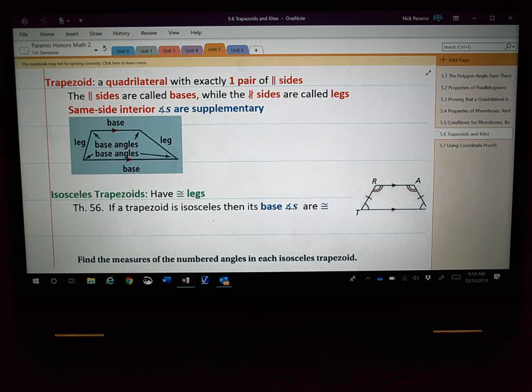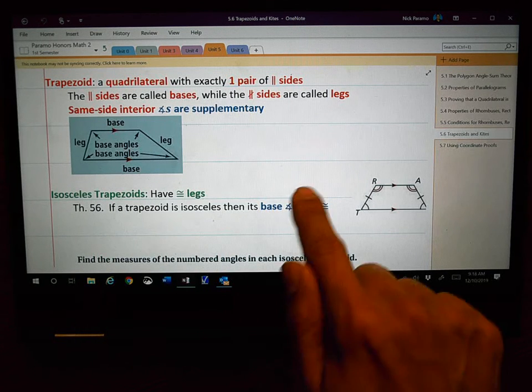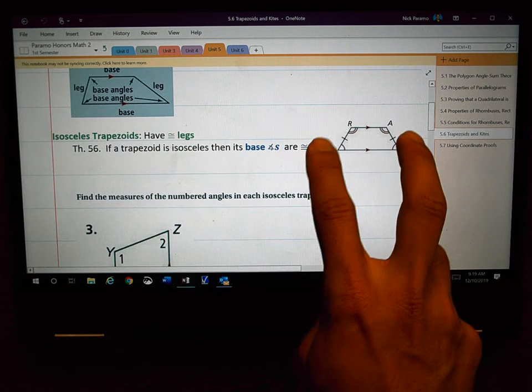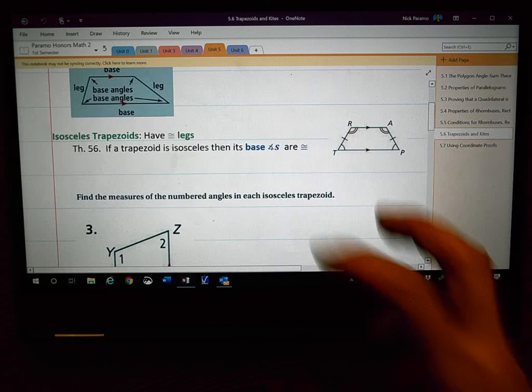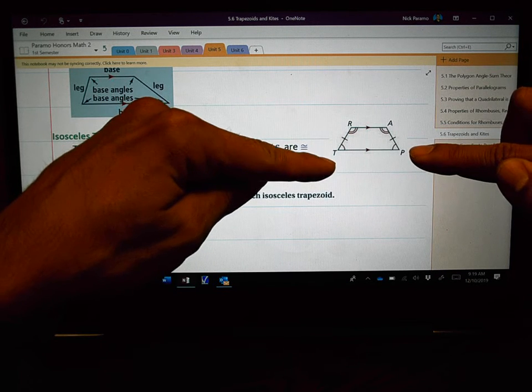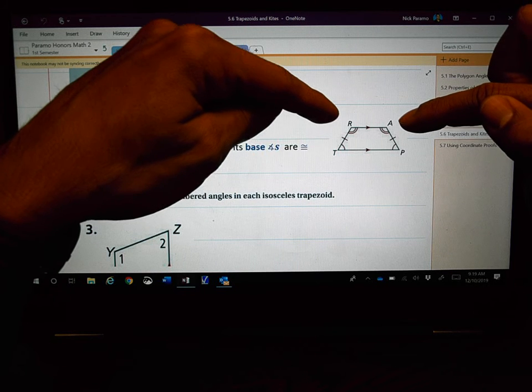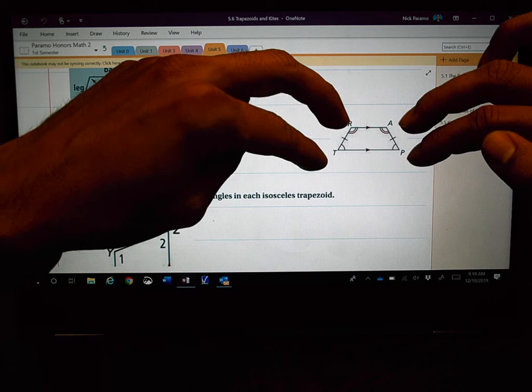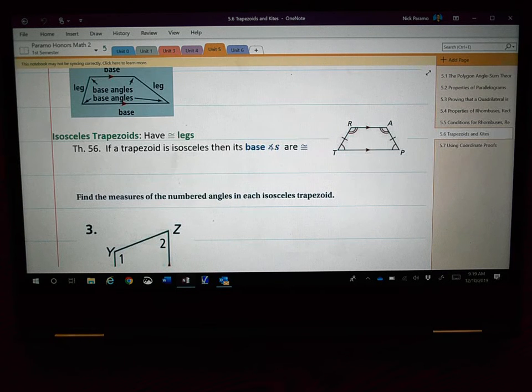Trapezoids were not parallelograms. They had only one pair of parallel sides. We talked about problems with isosceles trapezoids, where the base angles, both pairs, were congruent to each other, meaning the bottom base angles would be congruent, or the top base angles would be congruent to each other. These two things are still supplementary, meaning they add to 180.